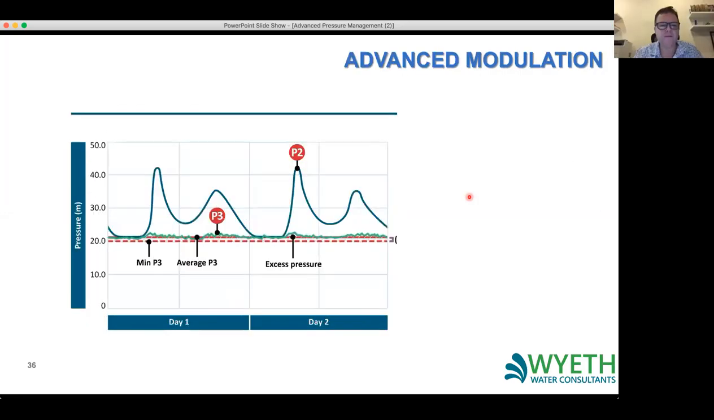So this curve goes into the PRV controller, and what we then get is a downstream pressure from the PRV, which is this blue line, which is varying continuously. But then we have the pressure at the critical point, which is almost at the pressure that you require. And the excess pressure, the hatched bit, is almost none.